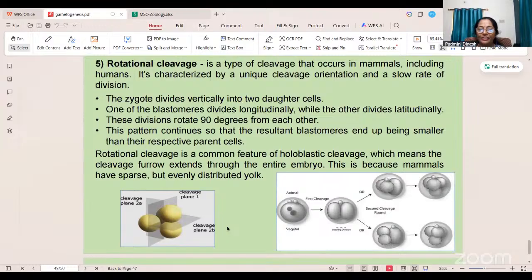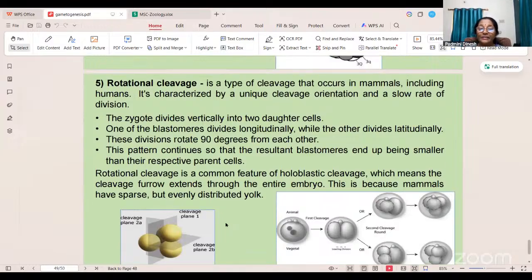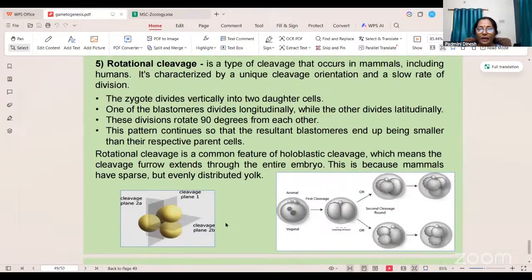And rotational cleavage, something like the spiral cleavage. This rotational cleavage is found in humans. So how does this rotational cleavage occur? You have this first cleavage that has occurred. Now for the next cleavage, one cell will undergo a horizontal type of cleavage, and one will undergo a vertical type of cleavage. So here you can see this has undergone the horizontal type of cleavage to give these two, and this will undergo lateral.